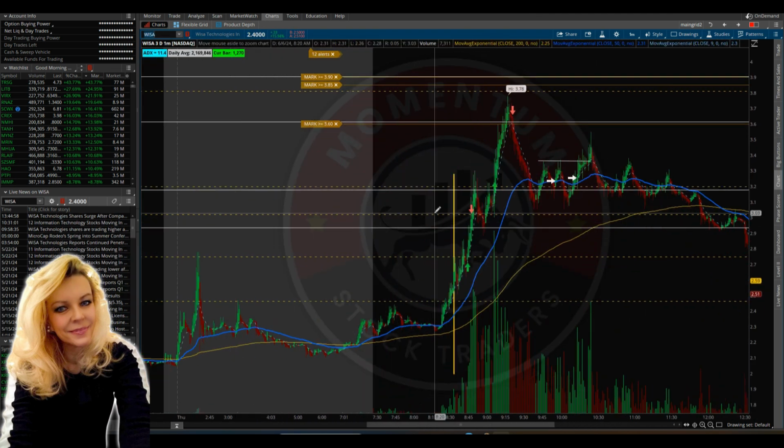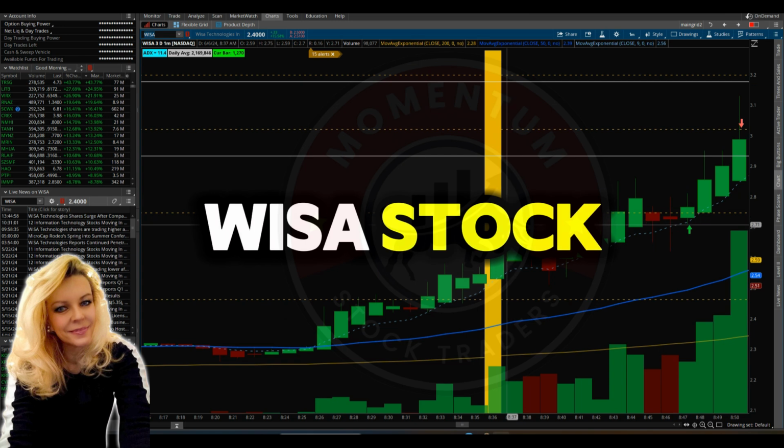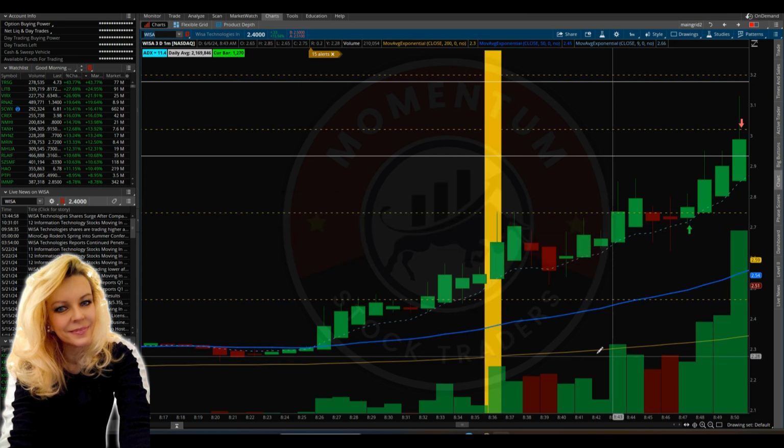Okay, it was WISA, W-I-S-A. It's a stock we've worked with off and on for the past several weeks, so we're pretty familiar with it already. Today I alerted my traders about this one at around 8:36 a.m., which is right here on this yellow bar. And using the down and dirty model and the 4-hour chart, I put targets on here.